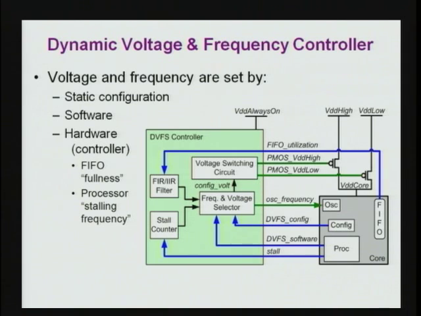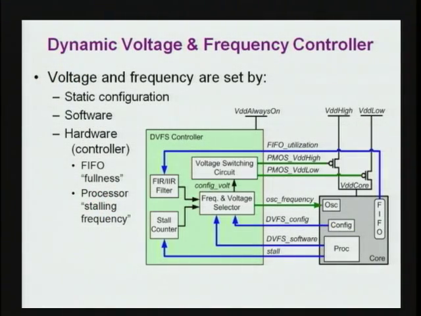So the DVFS controller is a highly configurable unit. The user can set the voltage and frequency statically before runtime. This is very useful for tasks that have a very static load during runtime. Many of our DSP applications actually do have tasks that maintain their behavior throughout runtime and can find out the optimal voltage and frequency they should run at. Second, the user could also use software to change the voltage and frequency. This is beneficial for the case where a task has a dynamic yet predictable load behavior during runtime. Lastly, the user could take a hands-off approach and let the hardware decide what's the optimal voltage and frequency.